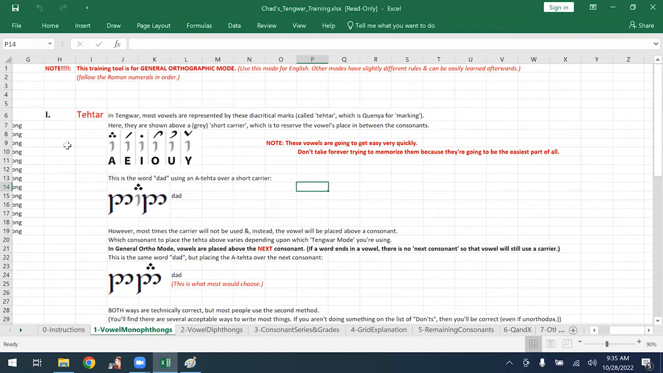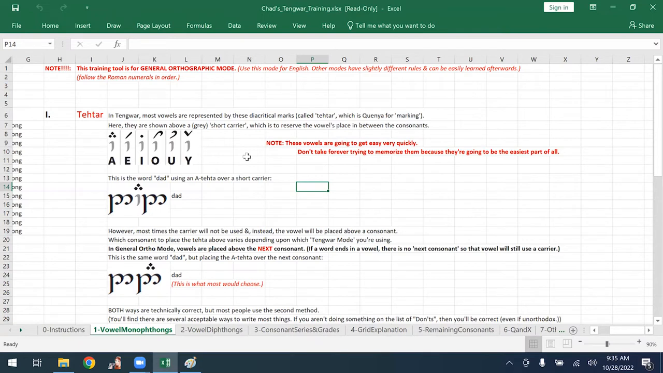So Tehtar is the Elvish word for a diacritical mark above another letter. Whereas we have these accents and stuff in English, those are called Tehtar in Elvish. I'm going to go through Tengwar quickly, and I want to say right here, these vowels are going to get easy very quickly. Don't take forever trying to memorize them because they're going to be the easiest part of all.